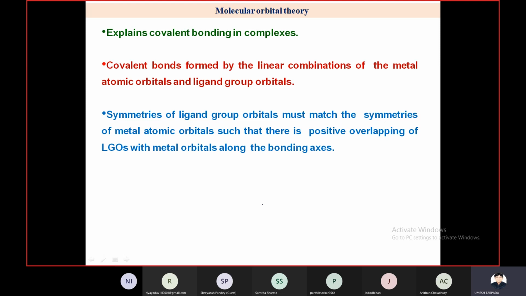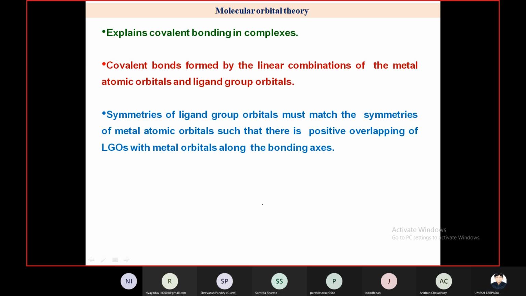So this theory explains covalent bonding in complexes. A covalent bond is formed by linear combination of metal atomic orbitals and ligand group orbitals. The symmetry of the ligand group orbital must match the symmetry of the metal orbital. When they match each other, you can have a positive overlapping. Otherwise, overlapping does not take place.